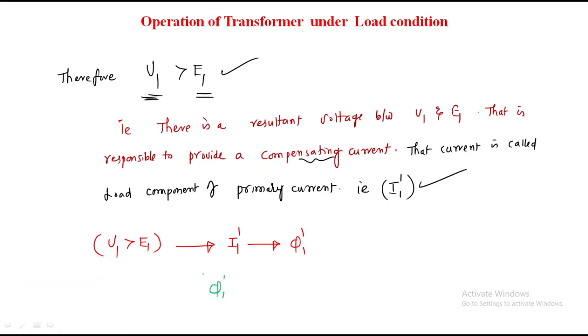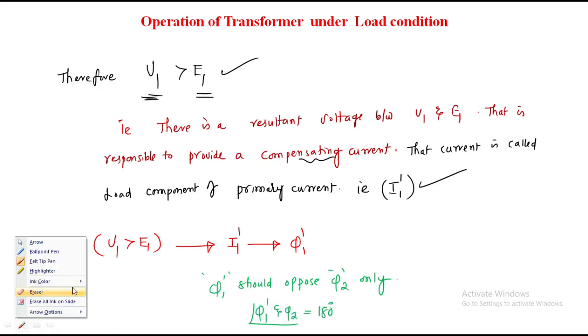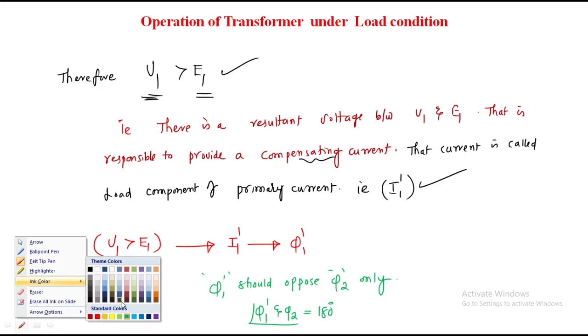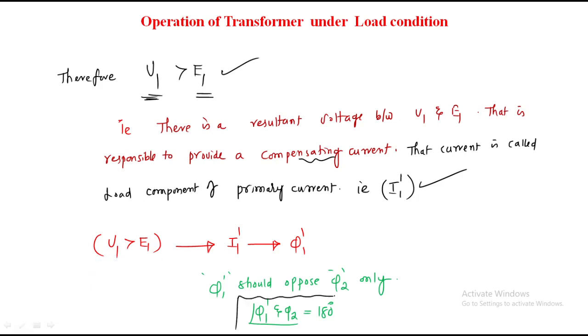Phi 1 dash should oppose phi 2 only. That is, the phase angle between phi 1 dash and phi 2 should be equal to 180 degrees, not 90, because it is not opposing the changes in phi 2, it only has to oppose phi 2. Because of phi 2 only we are having the compensating current, right? The function of this phi 1 dash is to oppose phi 2 only. To nullify phi 2 only we are having phi 1 dash. Obviously we are going to get the constant value of flux.